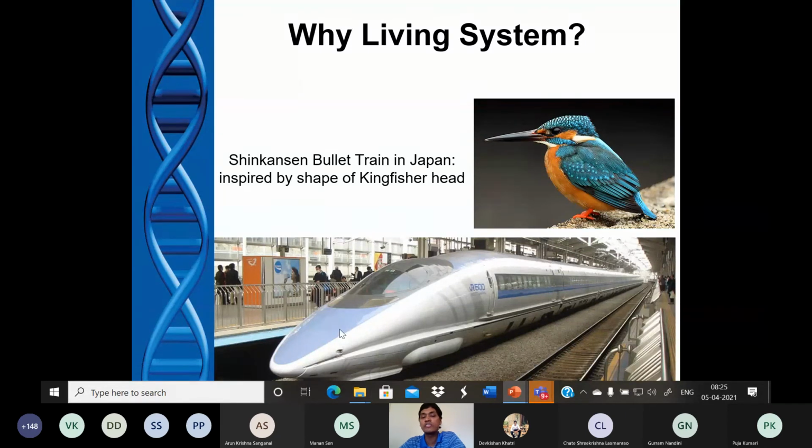This model is almost 50 feet long, and you can see it closely resembles a kingfisher head. As a result, it solved the problem of the air pressure building in front of the train while it goes through the tunnel. Not only that, it also increases fuel efficiency. So all the way, it is very beneficial. And now these kinds of bullet trains are available in many places, and they can run very fast.